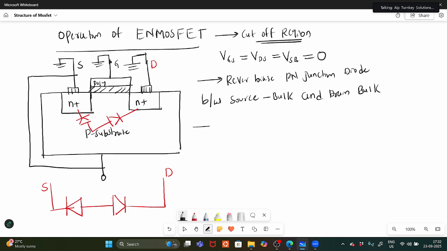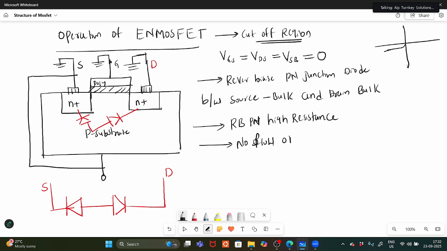So when two PN junction diodes are connected back to back, what happens? We already saw that in a PN junction diode under reverse bias, there is very little current, due to minority carriers. So in a reverse biased PN junction diode there is high resistance, and due to this high resistance there is no flow of charge carriers. So there is no drain current, ID equal to 0.